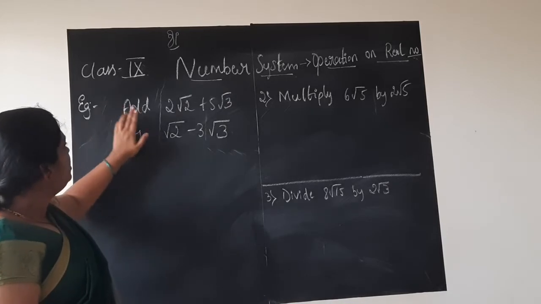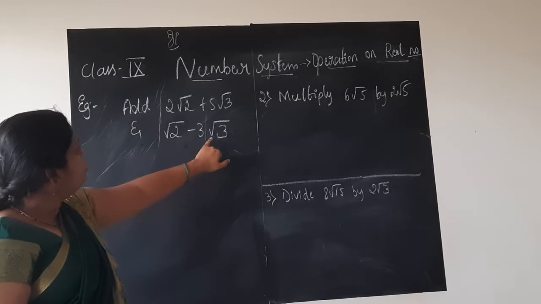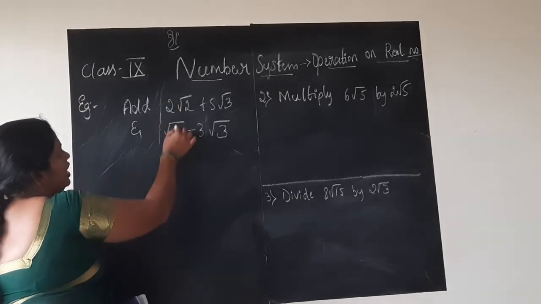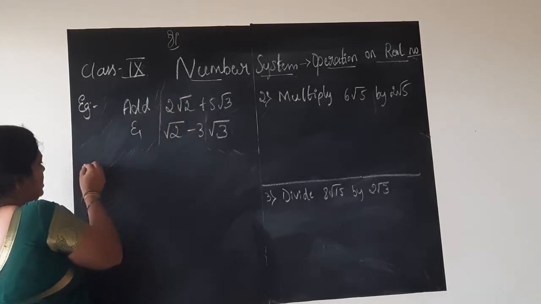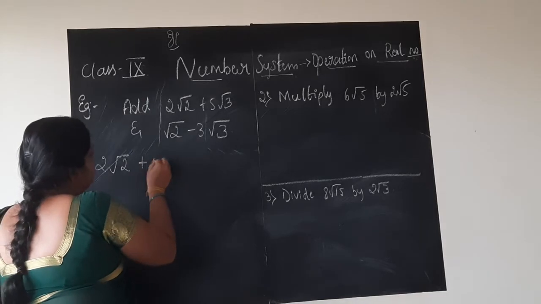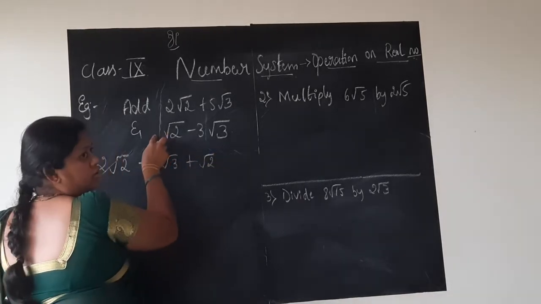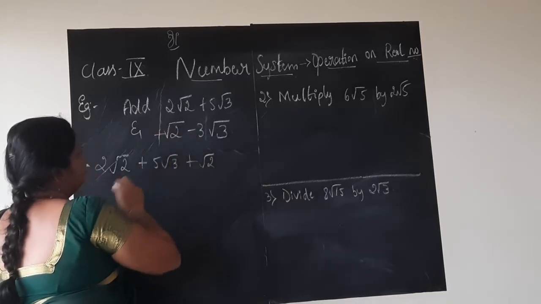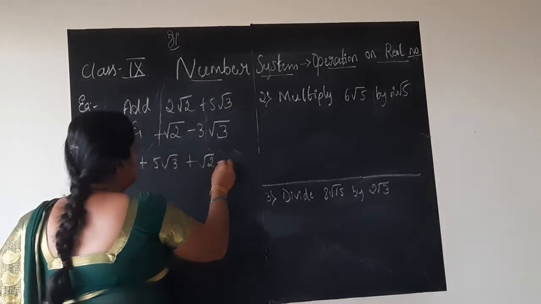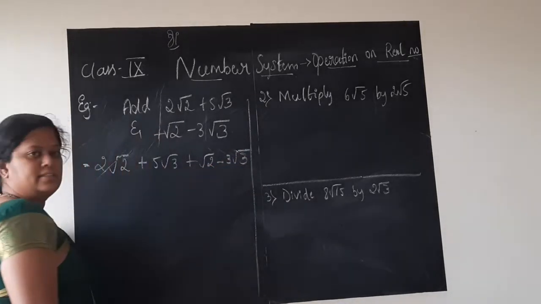Now, the question is: add 2 root 2 plus 5 root 3 and root 2 minus 3 root 3. Here we need to add these two terms. We shall write the first term, 2 root 2 plus 5 root 3, plus. Here also no sign is given, so it is understood to be plus. So we need to add this term also, and together I am writing plus root 2 minus 3 root 3 like this.